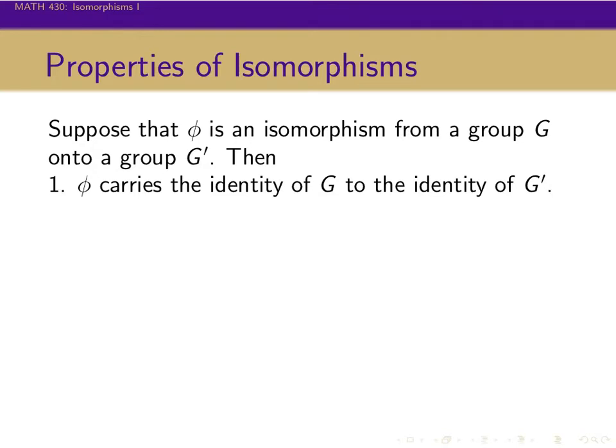Okay, so let's talk about some basic properties of isomorphisms. So phi is an isomorphism from a group G onto a group G prime. So remember, phi is a bijection. It's one-to-one and onto, and it plays well with the group operation. Well, then first, phi is going to send the identity of G to the identity of G prime.